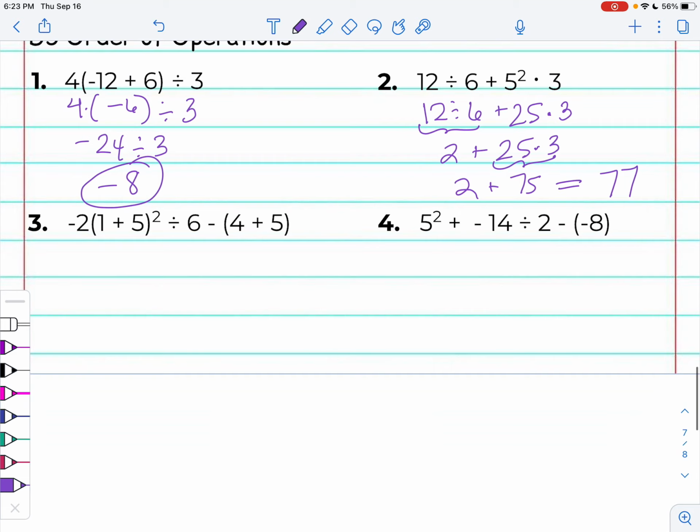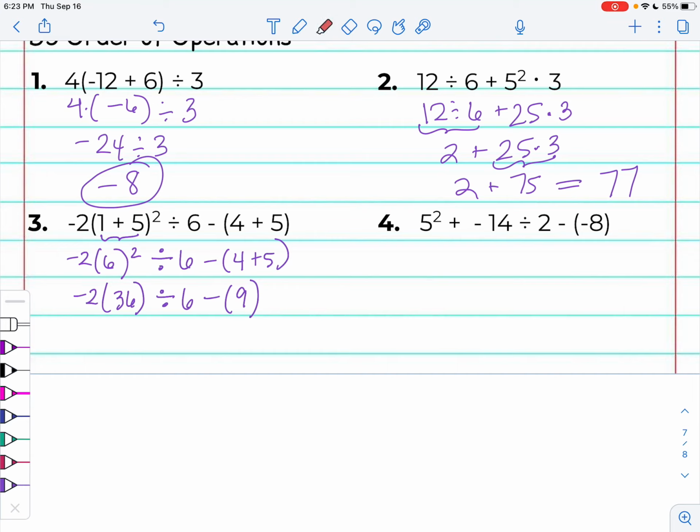Okay, 3 is super tricky, and we had some problems with some like this on our homework. So first I'm going to do this parentheses. And then I'm going to do the exponent. 6 squared is 36. And I'm keeping that parentheses, and I know it looks weird. I'm going to do this one too. But I'm keeping it as a symbol of multiplication.